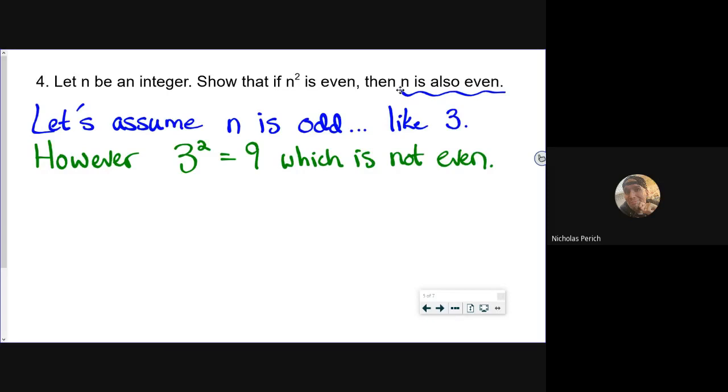So I'm telling you that if I square an even number, I get an even number. Someone in the back says, no, if you square 3, you get an even number. And you say, no, 3 squared is 9, which is not even.